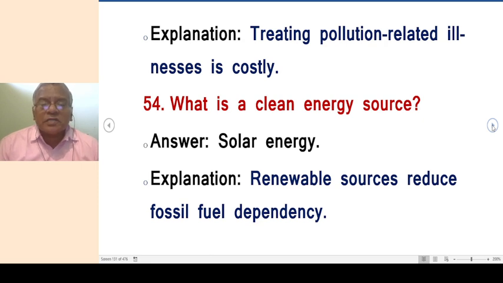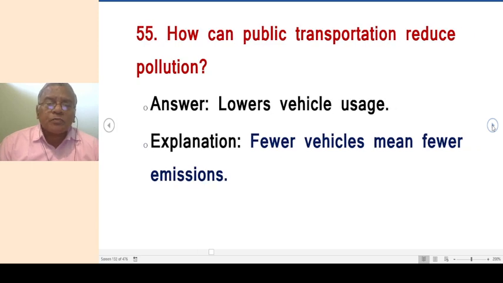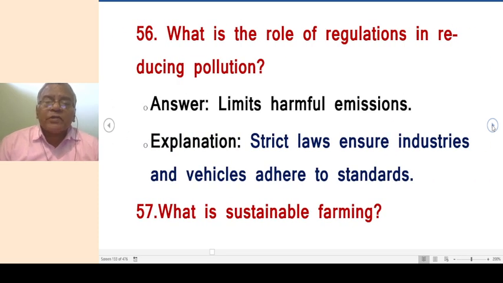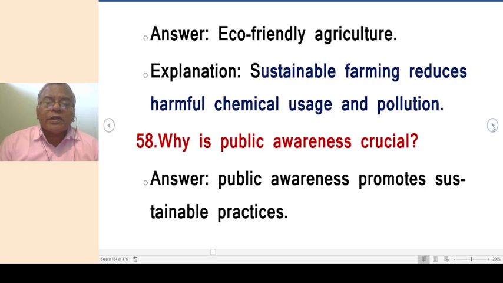What is a clean energy resource? That is solar energy. Renewable sources reduce fossil fuel dependency. How can public transportation reduce pollution? It lowers vehicle usage. Fewer vehicles mean fewer emissions. What is the role of regulations in reducing pollution? It limits harmful emissions. Strict laws ensure industries and vehicles adhere to standards. What is sustainable farming? That is eco-friendly agriculture. Sustainable farming reduces harmful chemical usage and pollution.